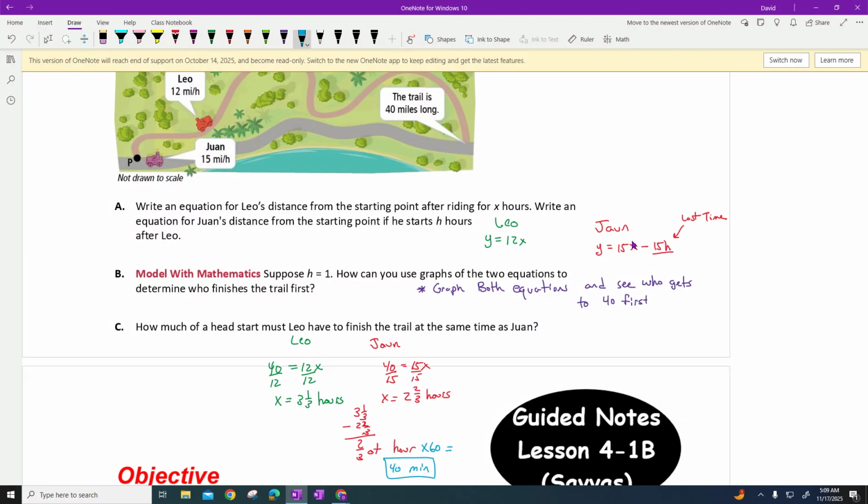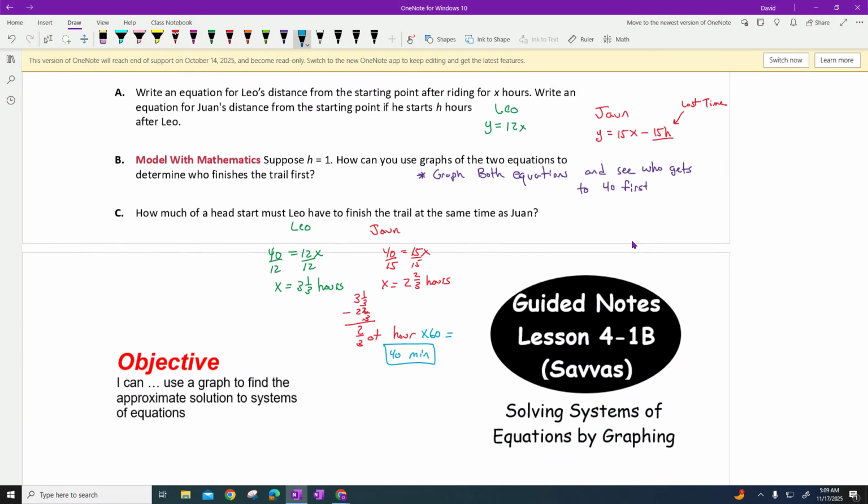They're going at different slopes. So again, this one's going to be a little bit steeper, but I want to see who gets to 40 first. Down here, because they said he had a head start, how much of a head start? I just went with the two equations without the minus 15h, meaning he started 1 hour behind. So I said, okay, he's got 40 miles to go. Let's see how long it's going to take him to go 40 miles. And he got 3 1/3 hours. Then Juan starts and goes 40 miles at 15 miles an hour, so it took him 2 2/3 hours to do the 40 miles.